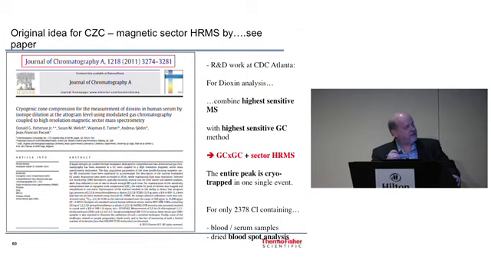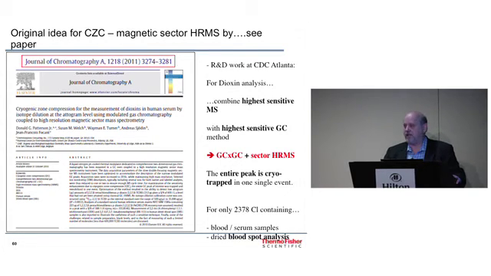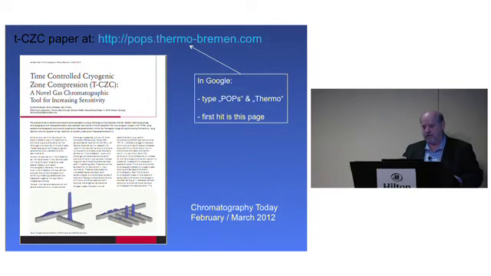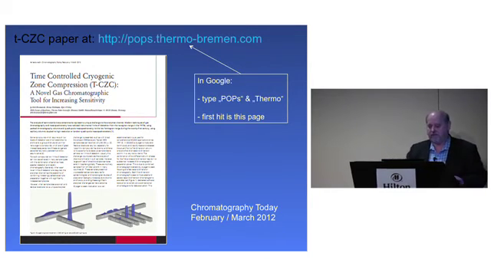This paper came out in 2011, which was a concept of could this possibly work. So it was a concept paper, it took the entire peak and cryo-trapped it in one single event. And what you'd like to be able to do is do it in a timed fashion where you can trap or not trap if you don't need the extra sensitivity. So there's a paper out by Thermo, and you can see it here. If you go to this website, you can get the paper talking about this concept of time-controlled cryogenic zone compression.